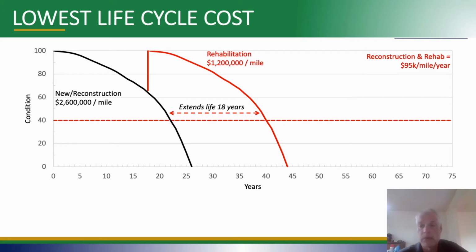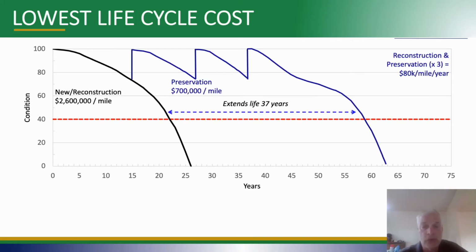Another approach is to perform periodic preservation when the condition deteriorates a little bit, but still is in good or maybe even fair condition. It's relatively cheap, $700,000 a mile, and what I'm showing here is 3 different cycles of preservation. And by doing that, you extended it by 37 years, and now the life cycle cost is all the way down to $80,000 per mile per year. So that's obviously a longer life, a lower life cycle cost than either of the prior 2 slides.